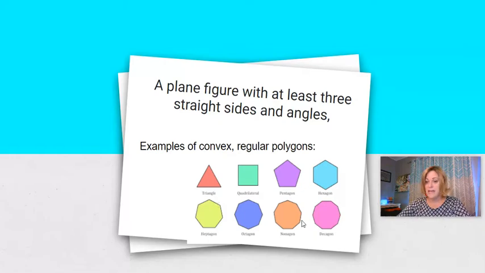So here's some examples. A circle or something that is circular would not count as a polygon because of the curves. There has to be straight sides.